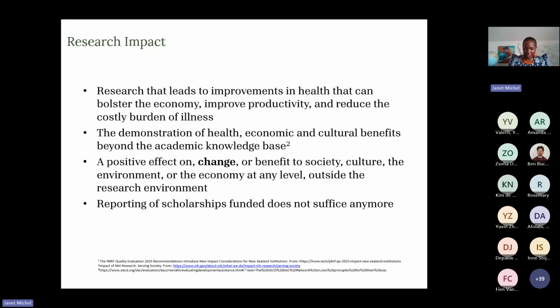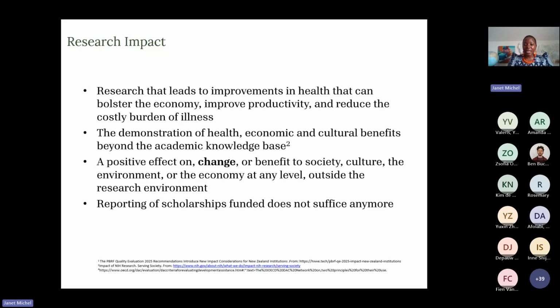We are talking about research that leads to improvements in health, in the economy, in productivity, or reduces the burden of diseases. So this is a demonstration of benefits that go beyond the academic knowledge base. So it's really a societal, cultural, environmental, economical benefit, and just reporting and saying, okay, we supported so many scholarships. That is not research impact.